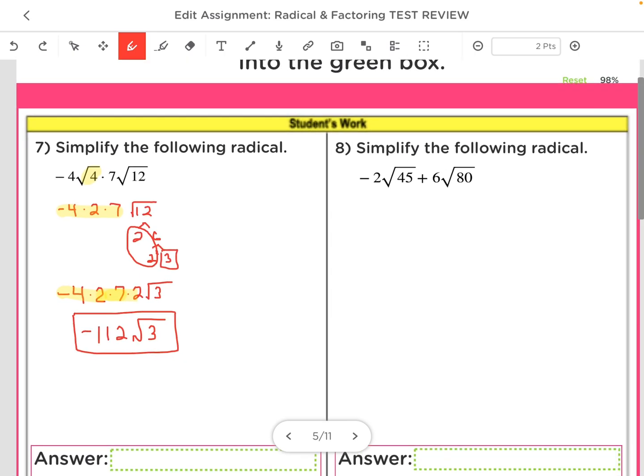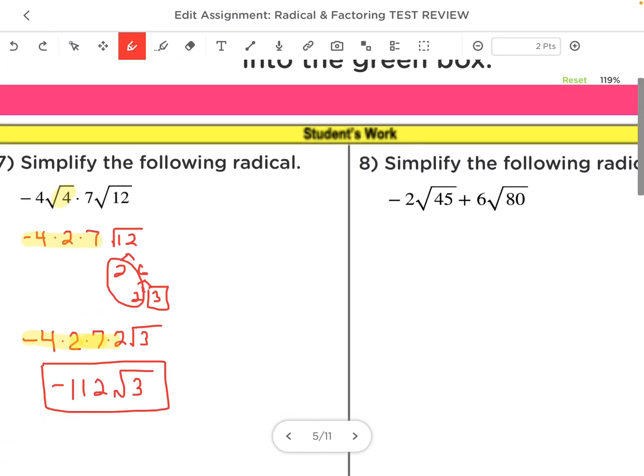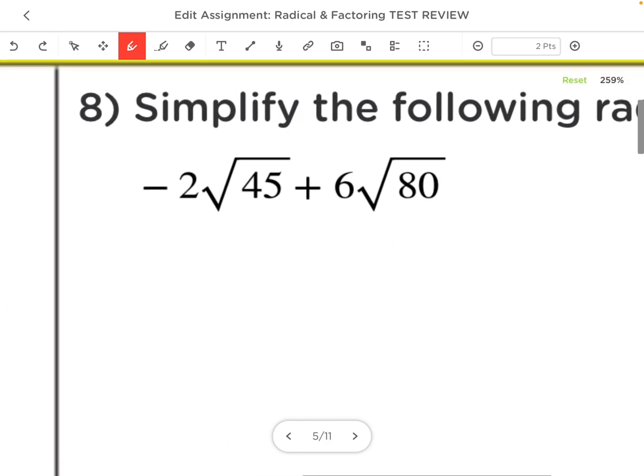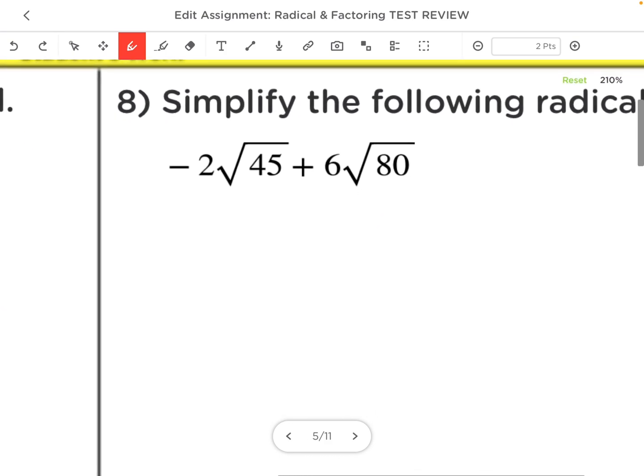For problem number 8, we are adding in this case. So a little bit different problem. We're not multiplying. So we are going to do the two parts separately and then see if we can combine them. So I'm going to, on the left side, take the square root of 45, and I'm going to split that into a factor tree. Again, you could look for perfect squares and pull a 9 out, but I'll split it into 3 and 15, and 15 into 3 and 5.